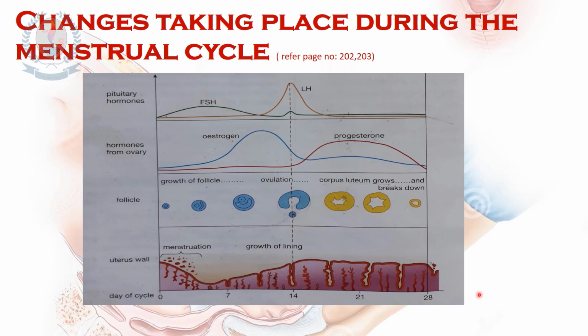So at the end of the 28th day, another menstruation happens, and the part which is broken down from this lining is removed through the woman's vagina.